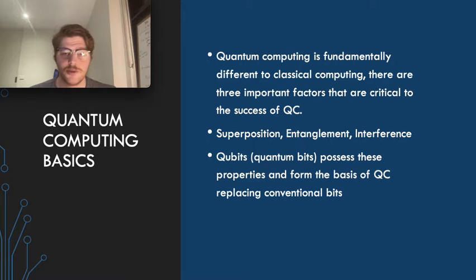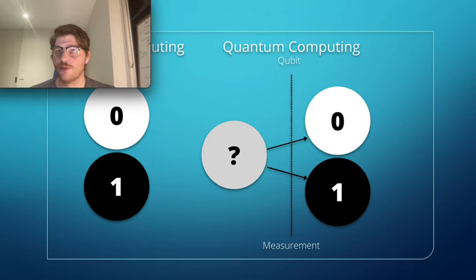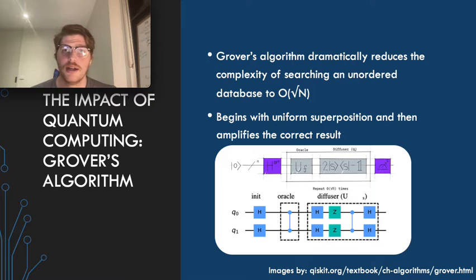There's also entanglement, which is where two qubits are related, and then interference, where one qubit can interfere with another. Here's a visual representation of quantum and classical computing. Classical on the left, quantum on the right. As you can see, the unknown state of the superposition exists in the qubit, and then once it's measured, it will be either 0 or 1.